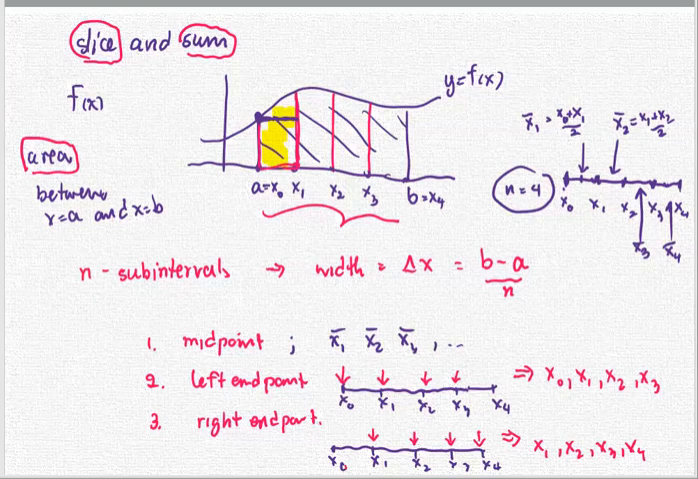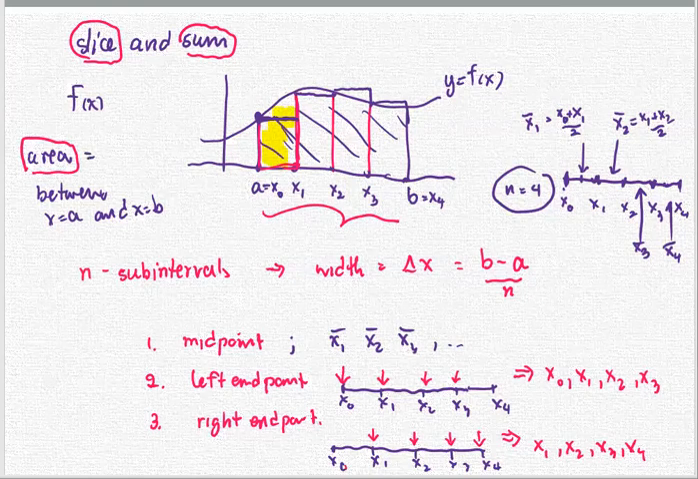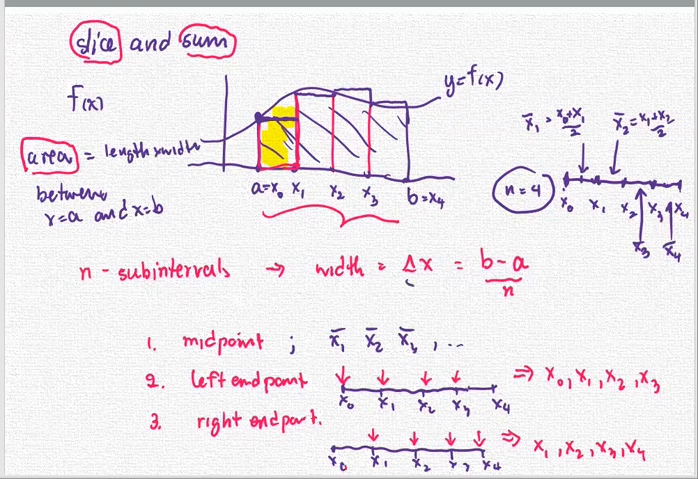The second one, same way, use the left end as the height of the bar, and then calculate the area of each bar. The area of the rectangle is the length times width, and the width is the equal width, which is the delta x.